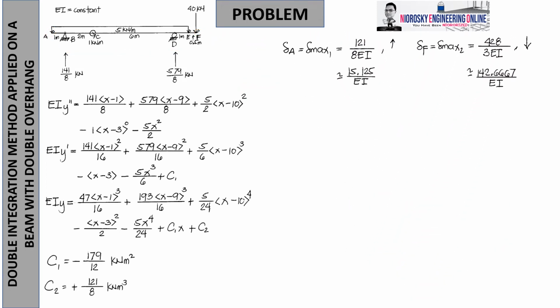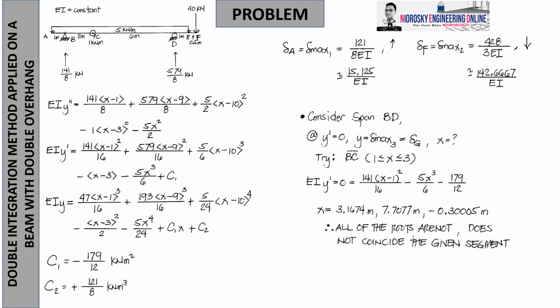Okay. So this time, let us try to view how we analyze it. Now, considering the span BD, I'll make an assumption that my delta maximum, let's say a new letter to introduce, G, is a point within BD. Now, I'll try to place a candidate on BC. This will be my point of interest, my x. So I will use this equation and try BC, which, of course, you know is limited from 1 to 3 meters.